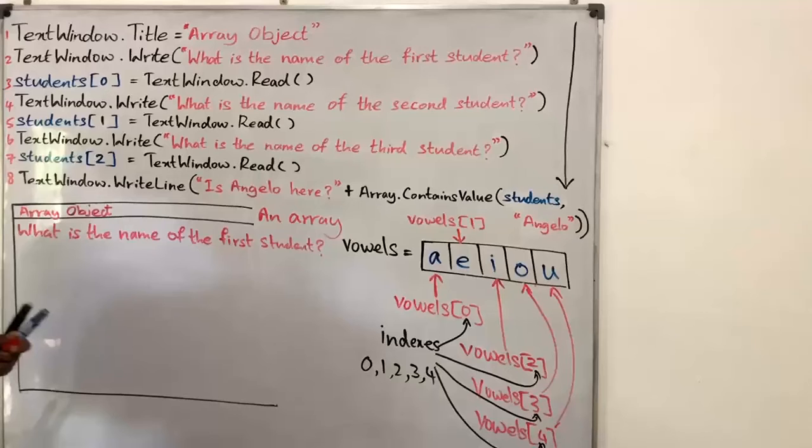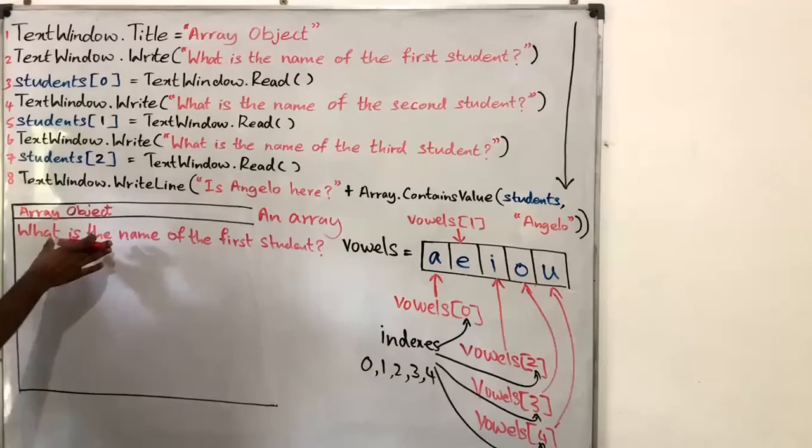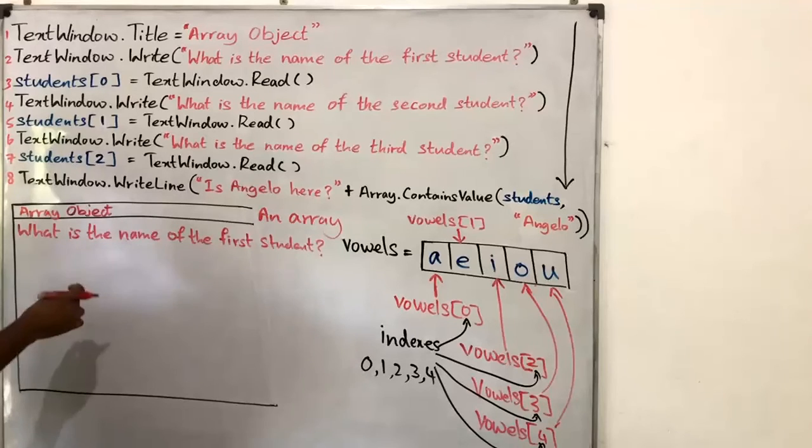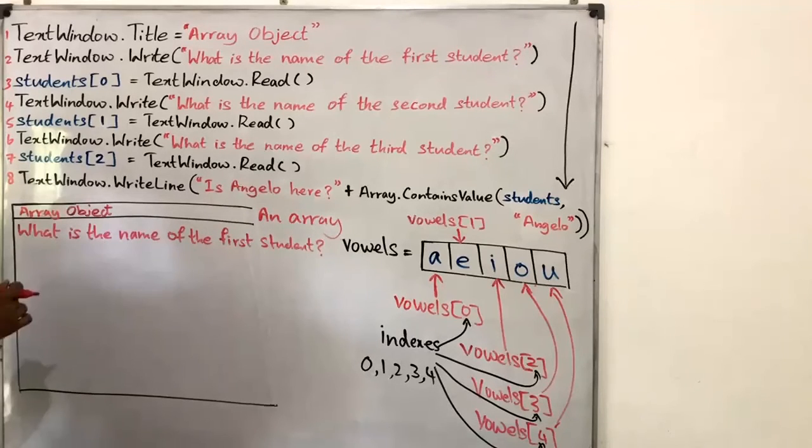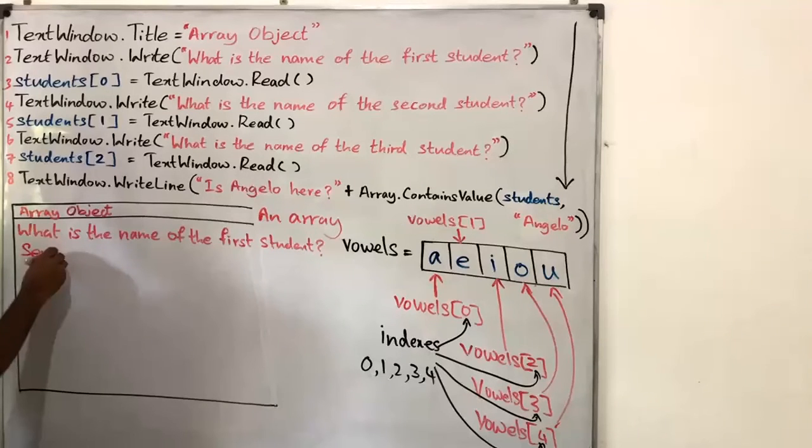So now a question is being asked of the user. The user opposite the computer can see the question being asked by the computer, and he will answer it. What is the name of the first student? A student from the grade 7 class. So he will answer Senelka.